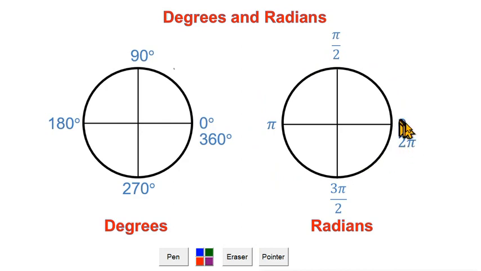We'll start with 0 just like we would with degrees, but now when we get to the top, it's not 90 degrees, it's pi divided by 2. A semicircle is pi radians. 3/4 of a circle is 3 pi over 2 radians, and then when we get to the full circle, we've got the full circumference, which is 2 pi. So here is the relationship between the degrees of a circle and the radians of a circle.